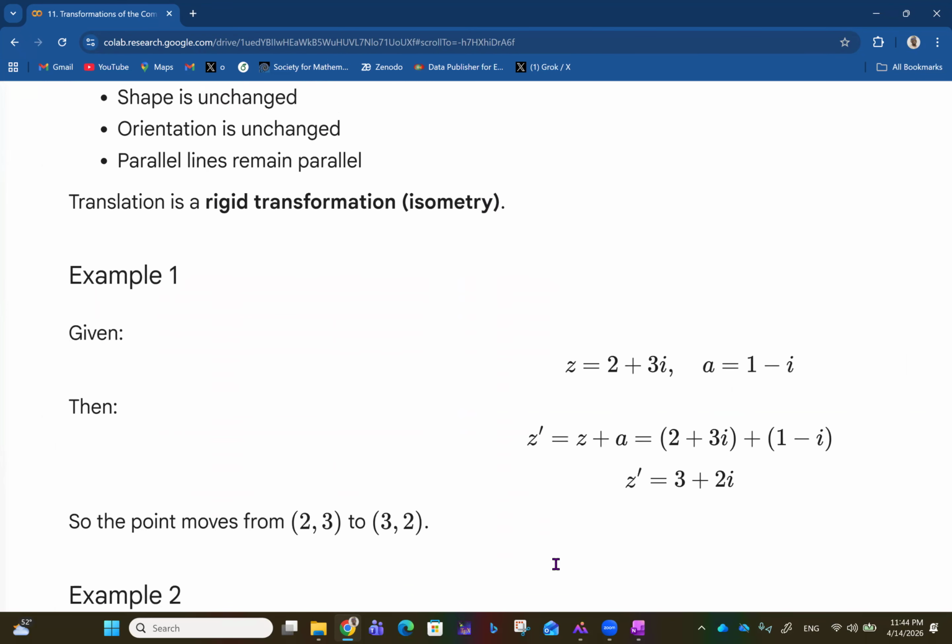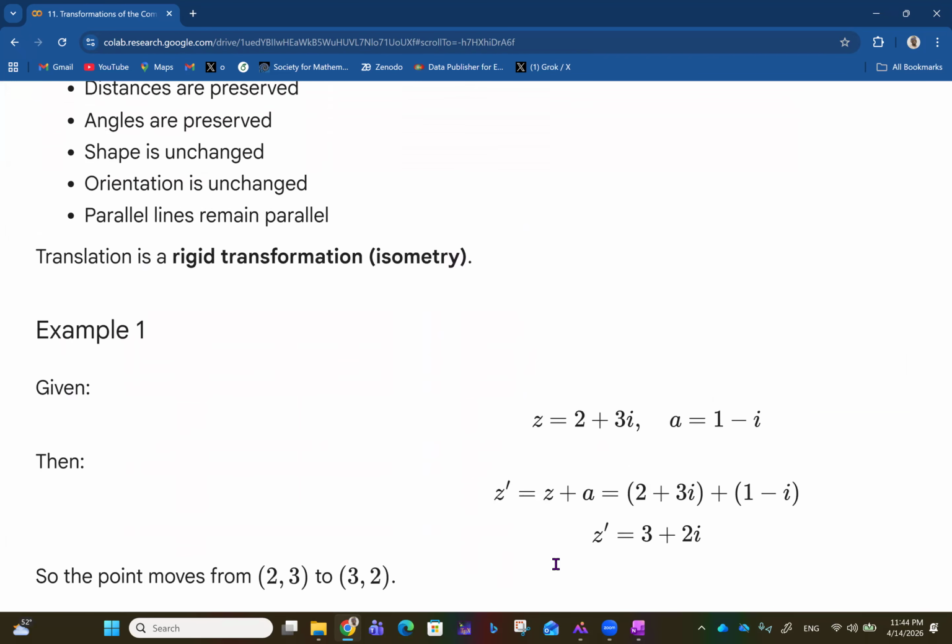Isometry. So this is saying that a translation is a rigid transformation, isometry. Everything is preserved as much as possible.